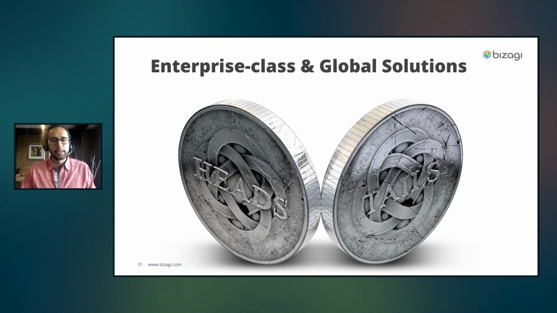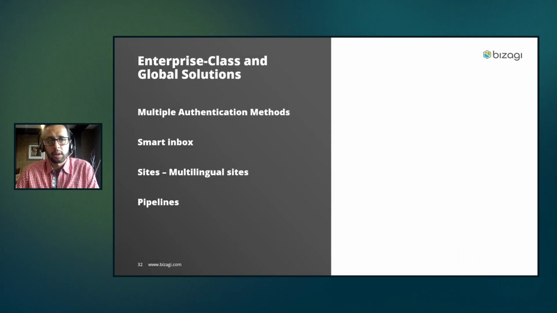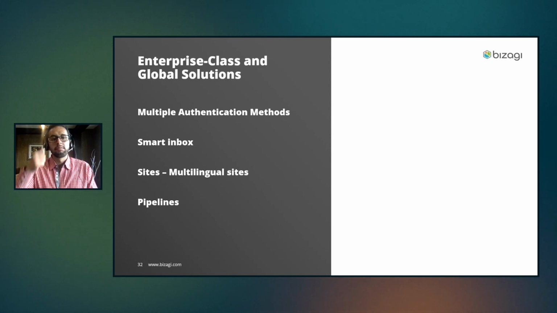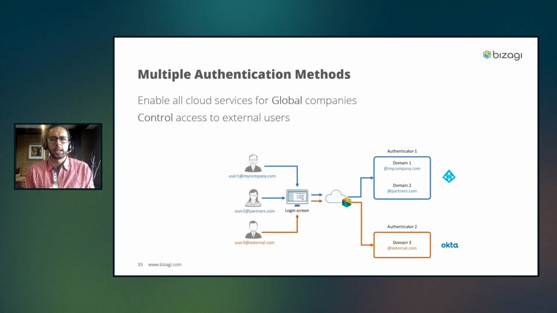And we definitely need to provide more and more features that allow our customers to actually have enterprise class and global solutions. And here, what I would like to present or to talk about is the options that you are going to get over here. So you are going to have multiple authentication methods, one new feature called Smart Inbox, sites with multi-language sites, and pipelines.